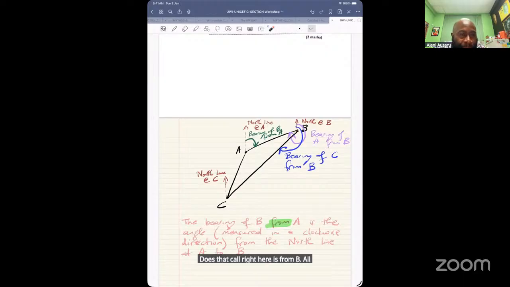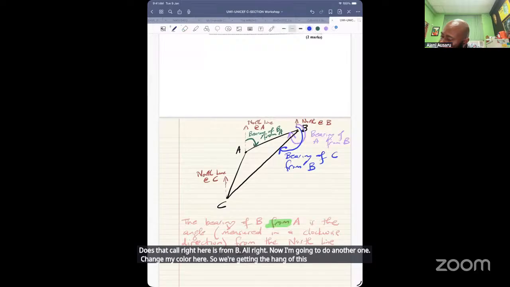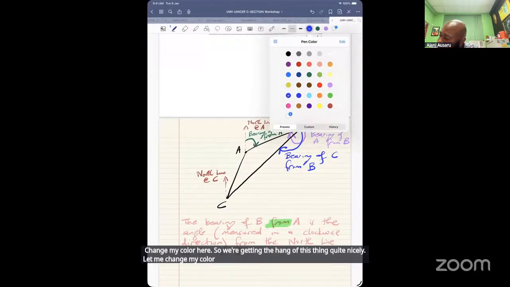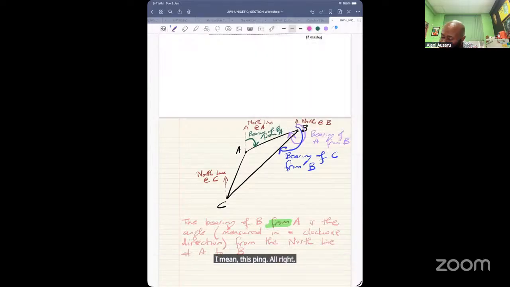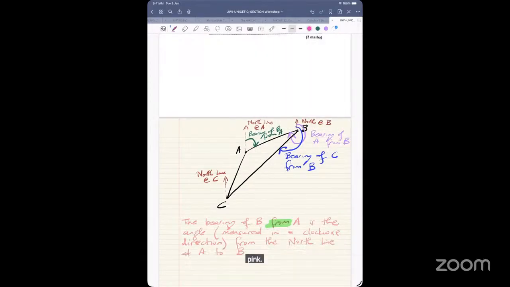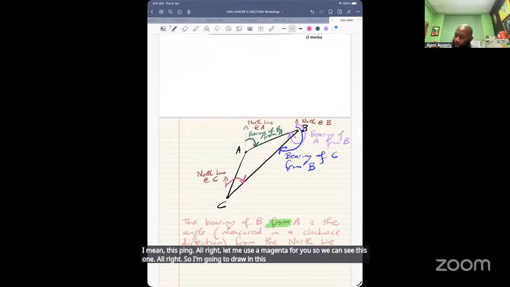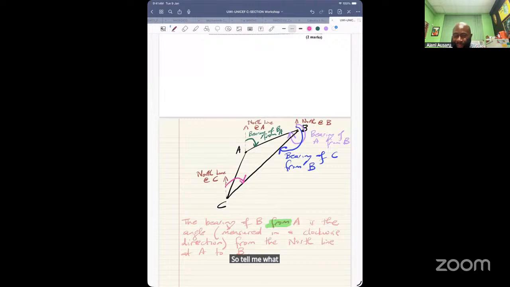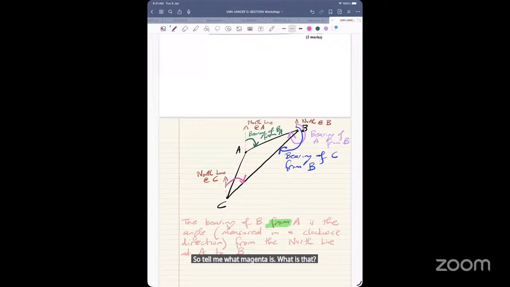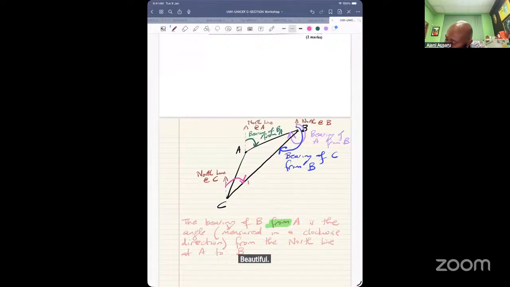All right. Now I'm going to do another one. Change my color here. So we're getting the hang of this thing quite nicely. Which color am I going to use this time? Let me use this pink. All right, let me use a magenta for you so we can see this one. So I'm going to draw in this magenta one here. So tell me what magenta is. Bearing of B from C. Beautiful.